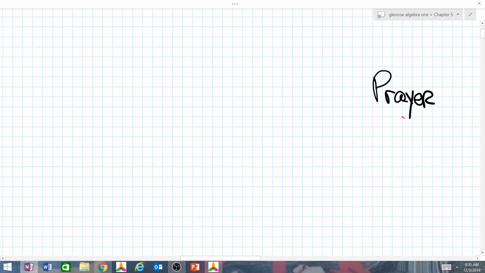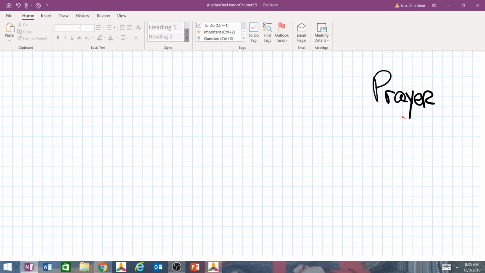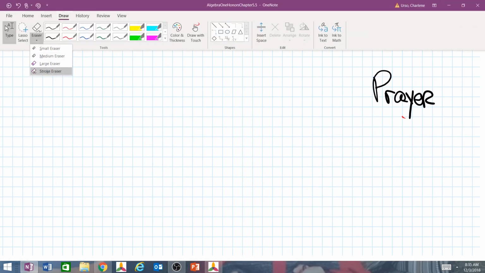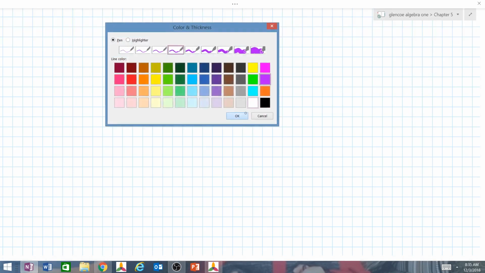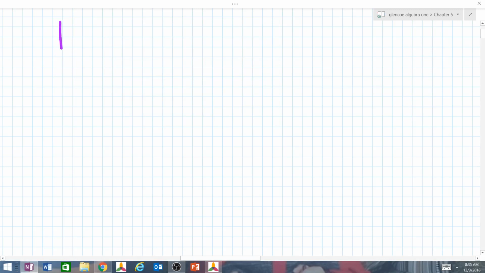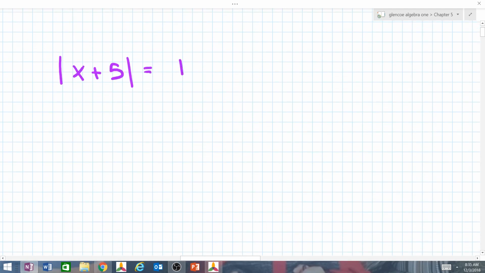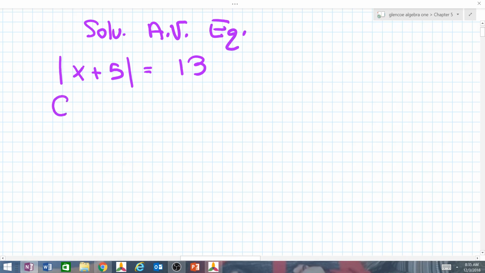Okay, so let's go ahead and take a look at a couple of things real quickly. Alrighty. Here we go. If I gave you the absolute value of x plus 5 equals 13. The absolute value of x plus 5 equals 13. So this is solving absolute value equations. We're going to start off here. So there are two cases. Case number 1.